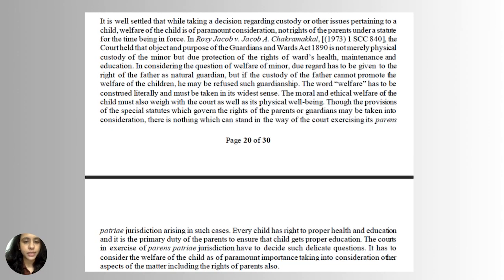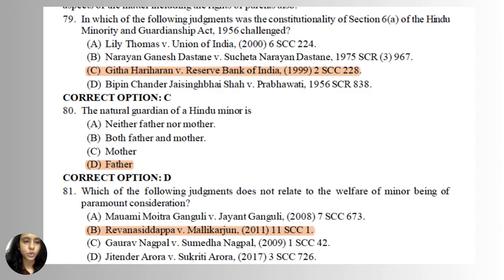Now coming to the next paragraph, which was asked in this 2021 paper. It was about guardianship. The first question was which of the following judgments upheld the constitutionality of section 6 of the Hindu Minority and Guardianship Act. It's the landmark case of Githa Hariharan versus RBI. So the right answer was option C. Next was who is the natural guardian of a Hindu minor? The answer is D, that is father.